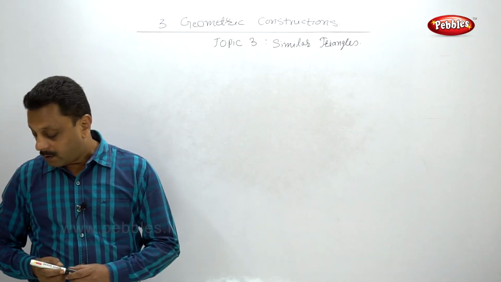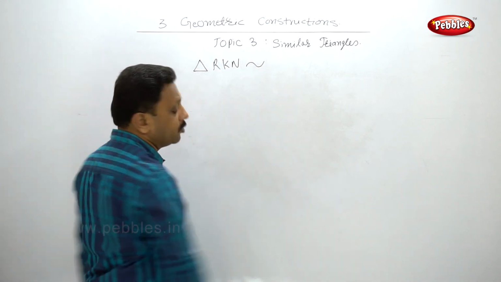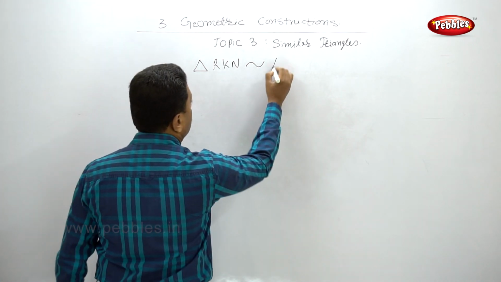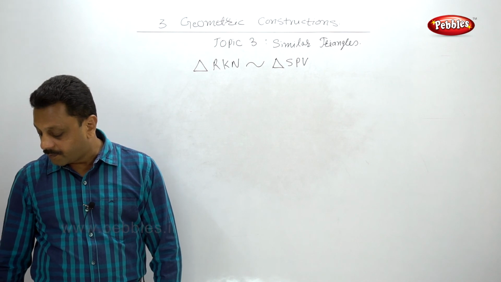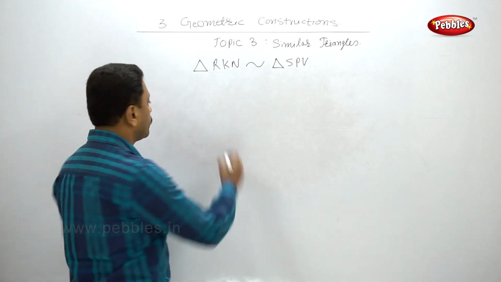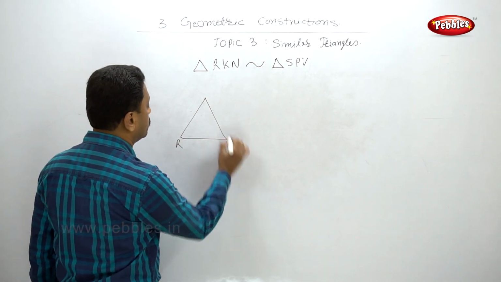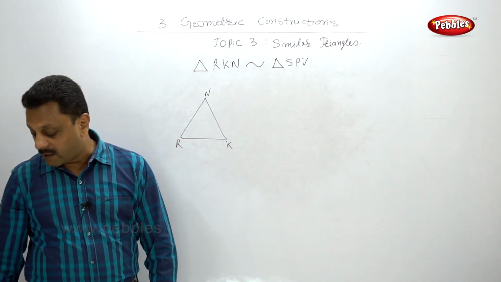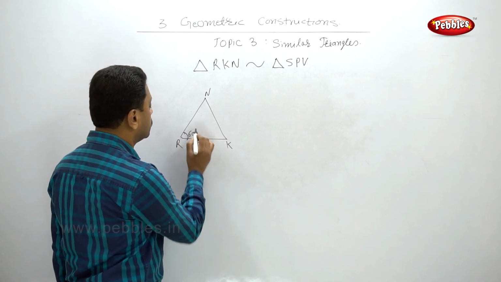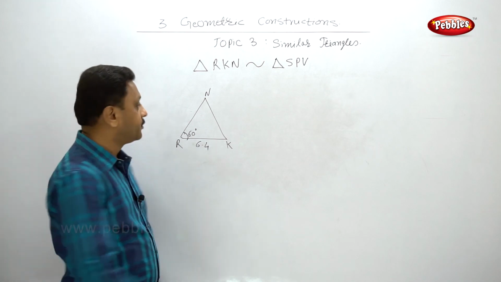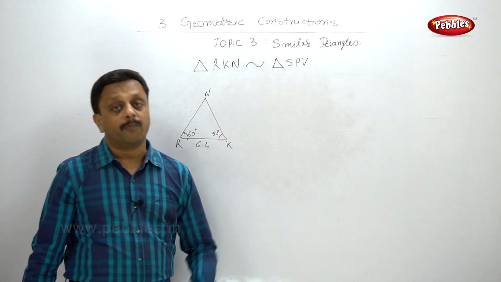Let us see one more example. Triangle RKN is similar to triangle SPV. First draw the triangle RKN analytically. So we will draw this triangle. They have given that RK is 6.4, angle R is 60 degrees, angle K is 50 degrees. And we have to construct both the triangles.